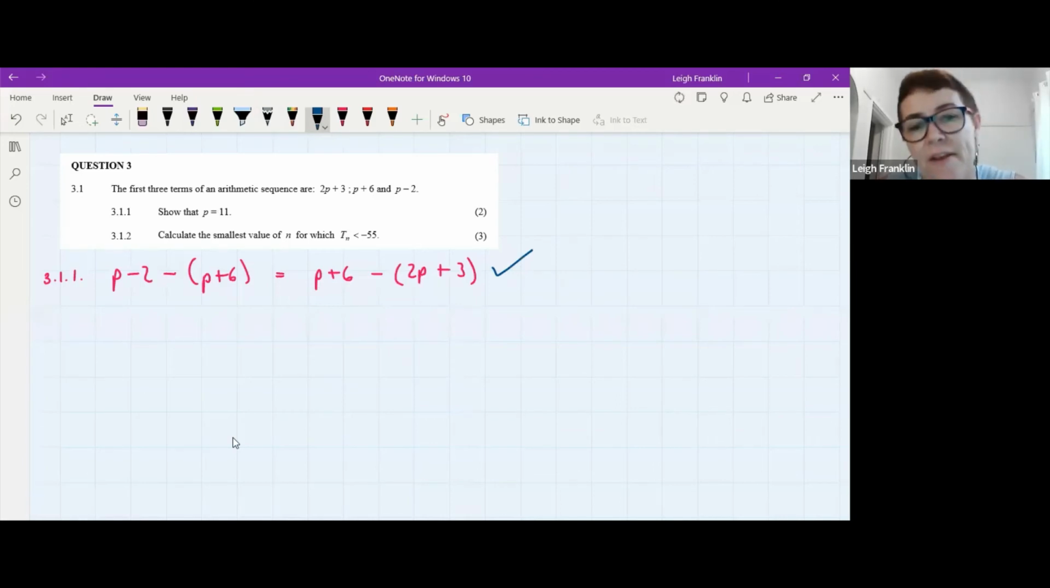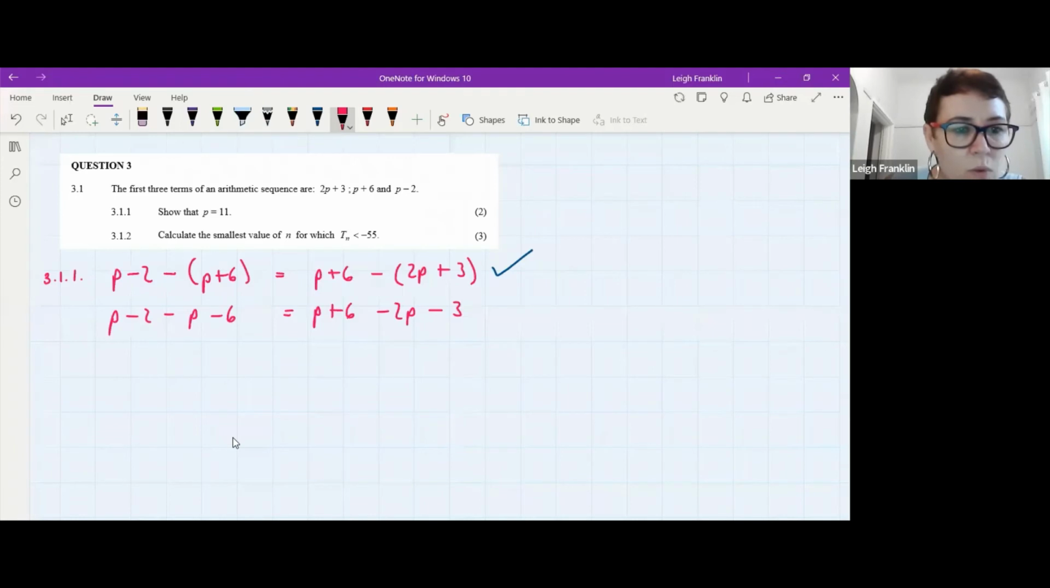And then I think that the next line, so this would be using the concept, using the principle, showing that you know that that's true. And I think the next mark would be for simplifying. All right, so this would be P minus 2 minus P minus 6. And this gives us P plus 6 minus 2P minus 3. Let's collect our P's one side. All right, so those P's are going to add up to 0.